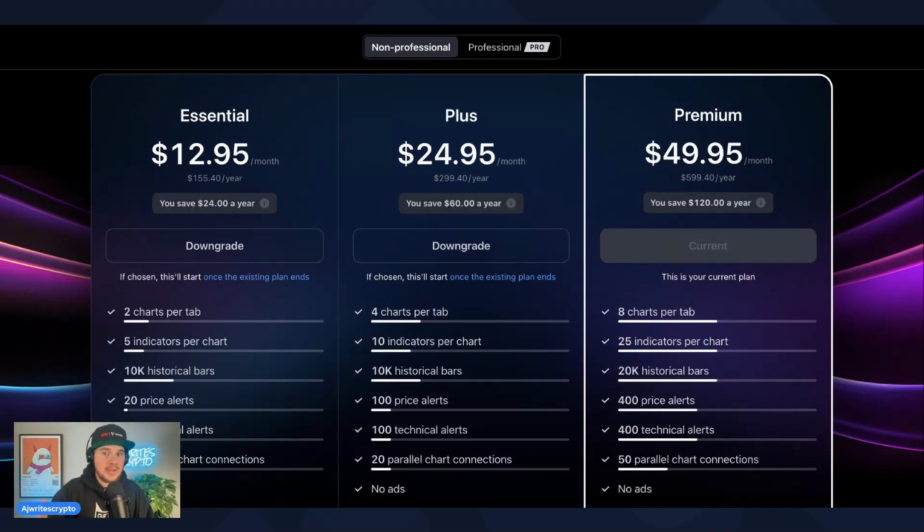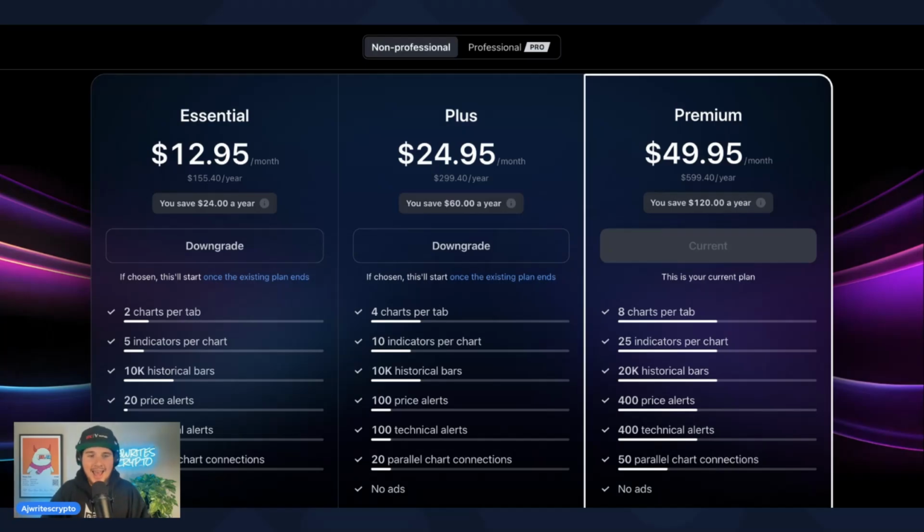Personally, I have the premium account, because I can have all the indicators on the screen I want. I can set a lot of alarms and things. You can have a lot of charts on the tab. If you want to start with the essential or the plus, that's fine. Personally, I prefer the premium account. And right now until Easter, you can get 70% off on TradingView.